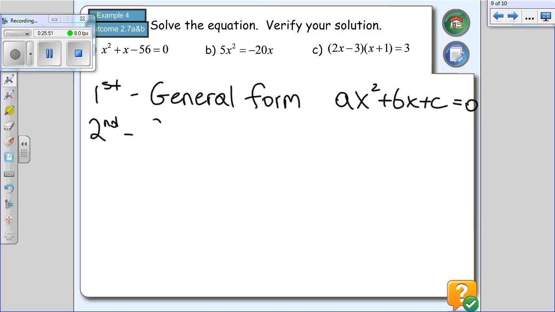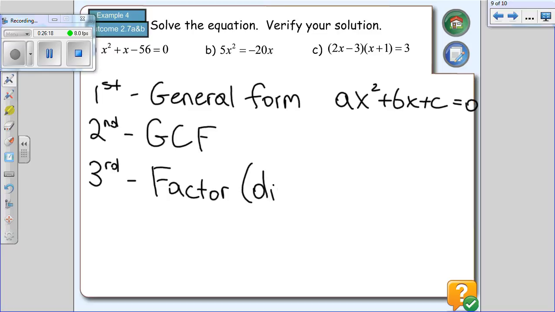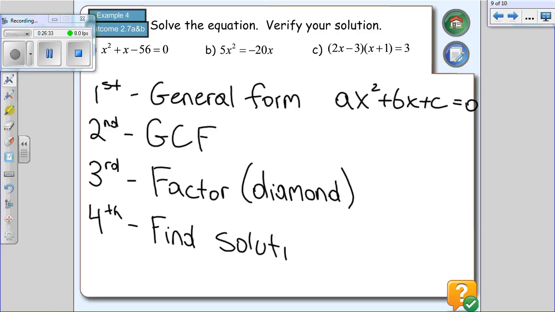Your third step is factor, using whatever method you need to use. A lot of you guys use diamond. That's fine. So factor, and I'm going to put in brackets, diamond. And your last step is find a solution. So find what x could be. Find your solution. So once you're in the factors, what could x be? Find solution.